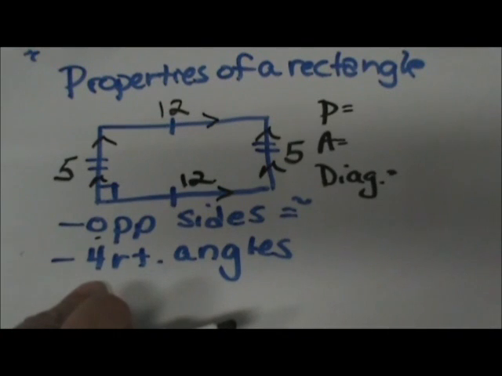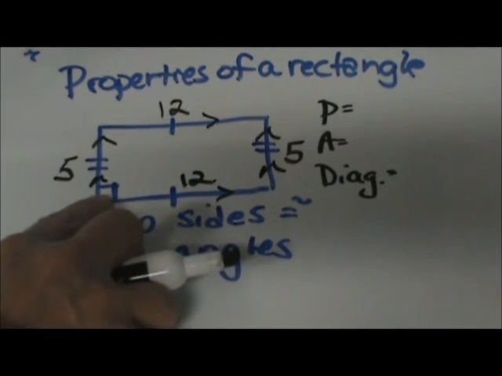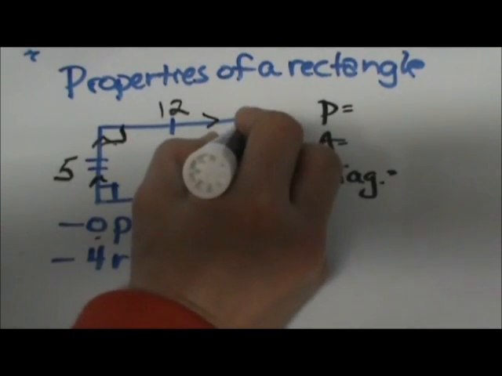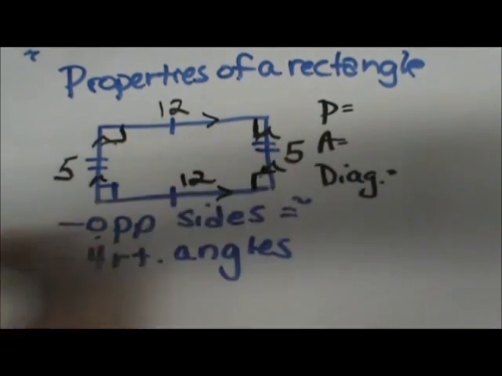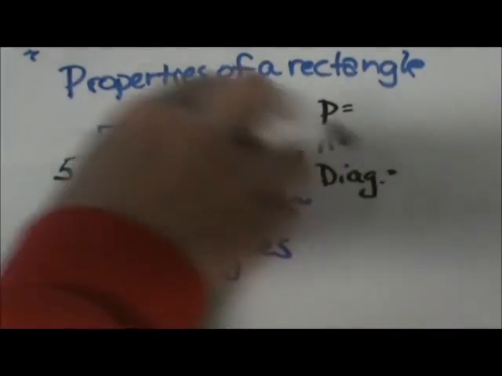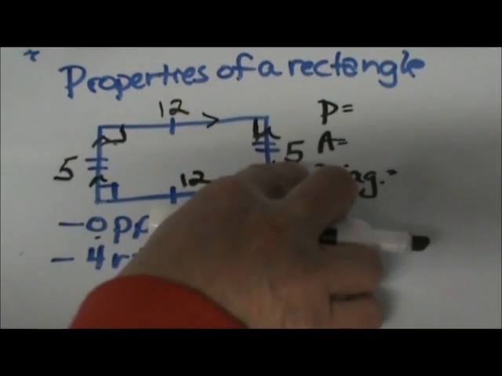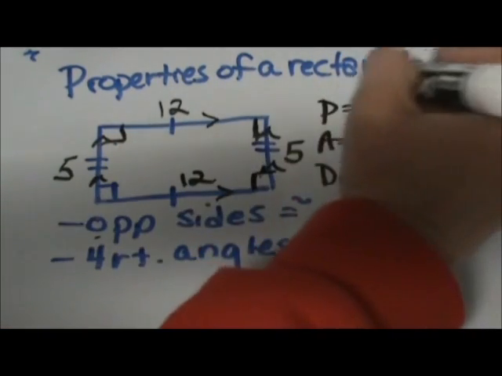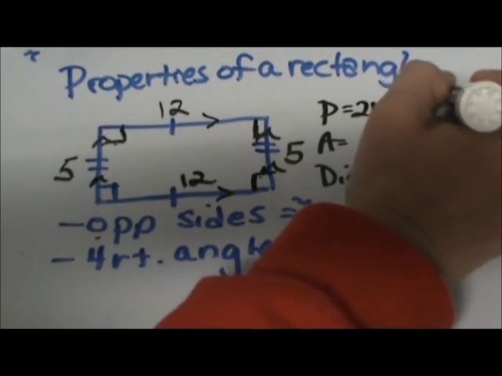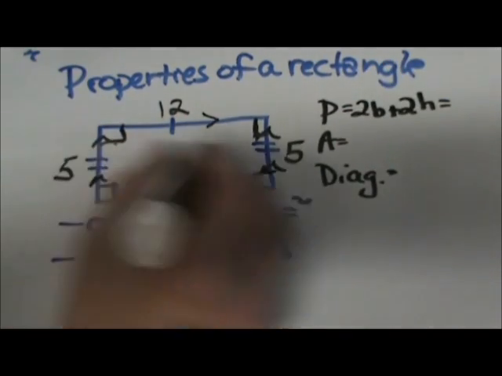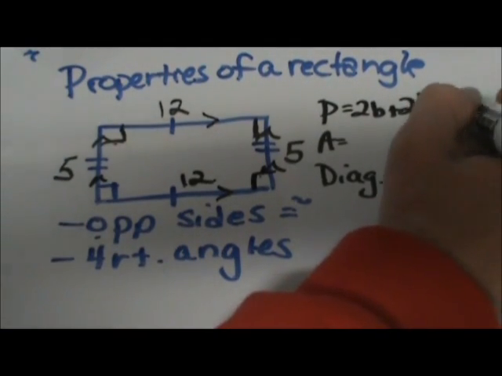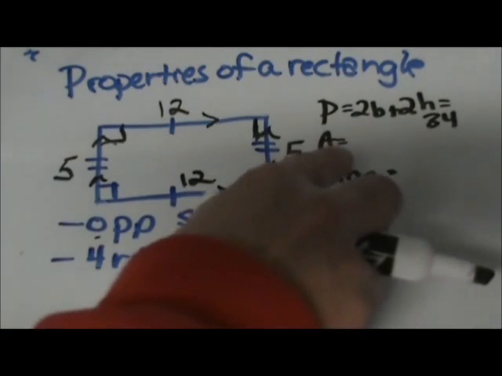We also have 4 right angles. So this corner, this corner, this corner, and this corner, all 4 angles are right angles. Now let's say that we wanted to find the perimeter. We would just add the 4 sides up, but we have 2 that are 5 and 2 that are 12, so you can use 2 bases plus 2 heights, and you would get 10 plus 24, or 34 for the perimeter.